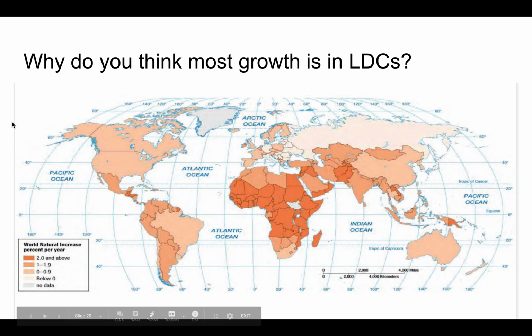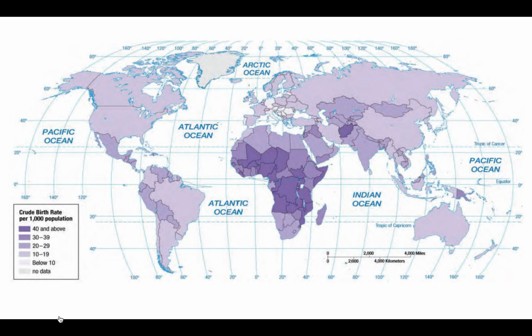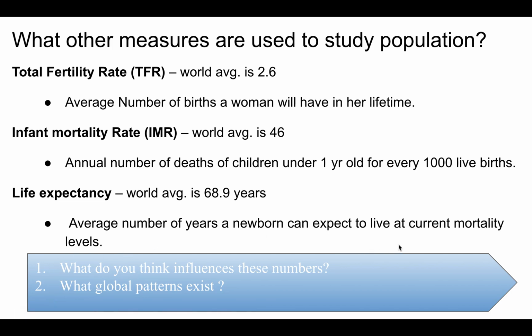Why do you think most growth is in LDCs? All right, think about economics, population growth, less technology, less resources. We can see CBR is highest in less developed regions, it's lowest in more developed regions. Total fertility rate is the average number of births of a woman within the fertility years of 15 to 46.